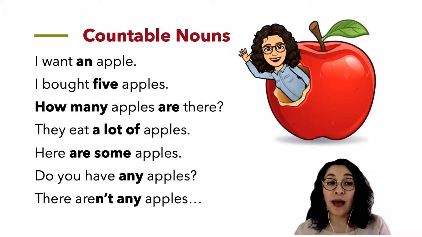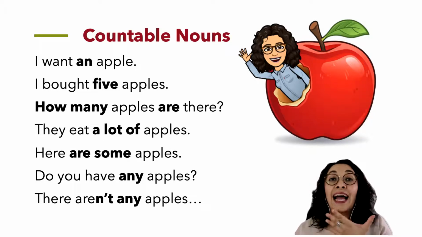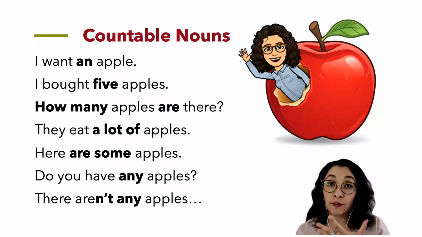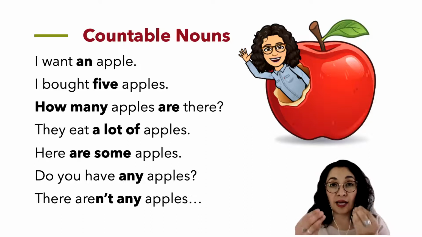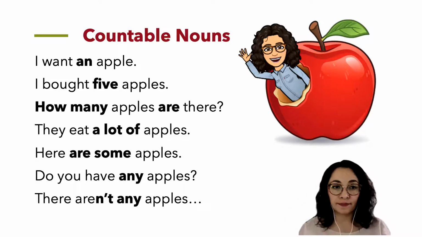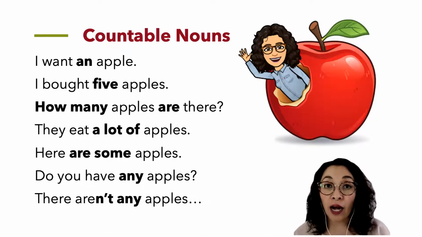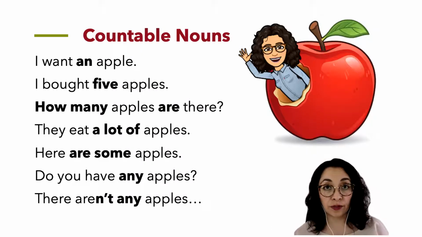We can use many because it's countable and the plural form of the verb. How many apples are there? They eat a lot of apples. We use a lot of in affirmative sentences when it means a high number. Here are, plural form of the verb, some apples.